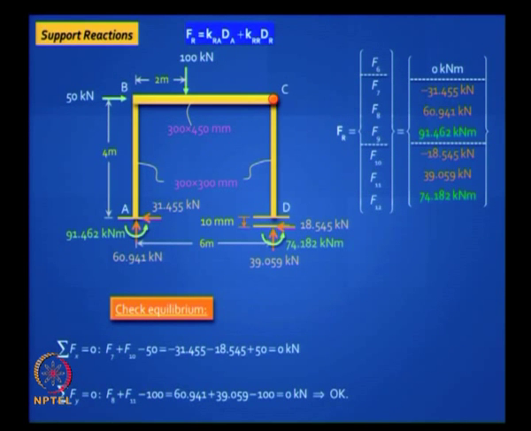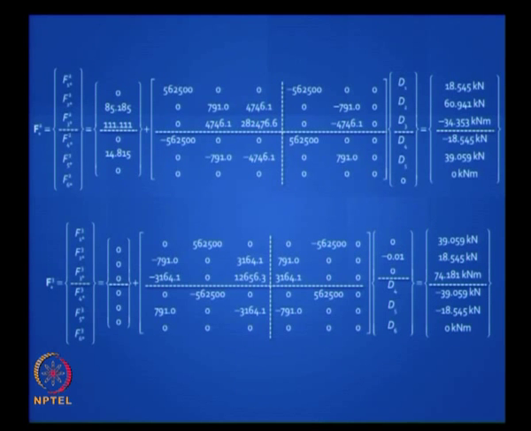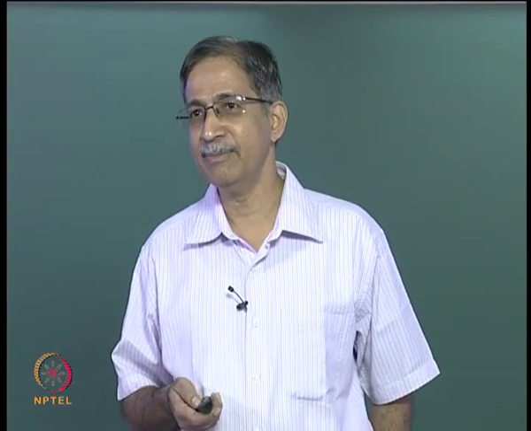You should check your equilibrium. All these steps are identical to what we did earlier. What's the last step? Member end forces. Again, the method is the same. You find out for the 3 elements and you draw the free body diagram. And what do you do next? Well, the most important diagram for a frame or a beam is the bending moment diagram, but you can draw all the diagrams. So let's just draw the bending moment diagram.